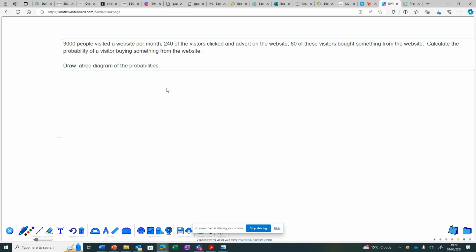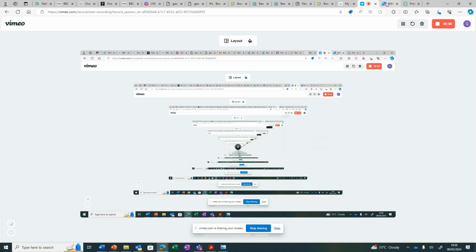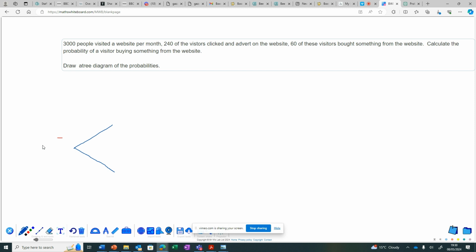Well, for this we need to draw some branches. It did say draw a tree diagram, and trees have branches. So we draw some branches like so. And then we label them. So we get our first set of branches, and we label them.